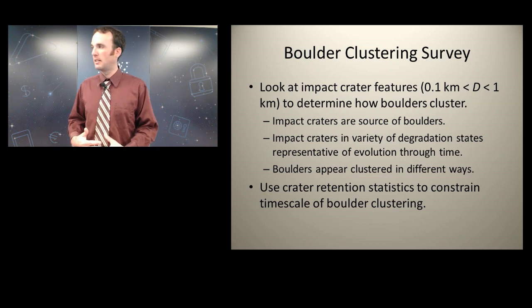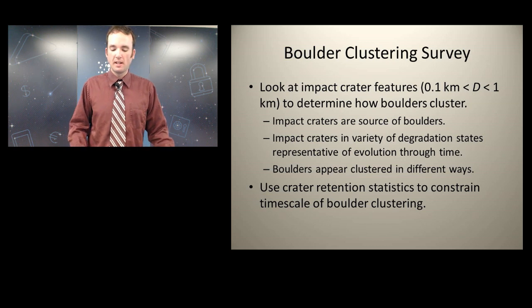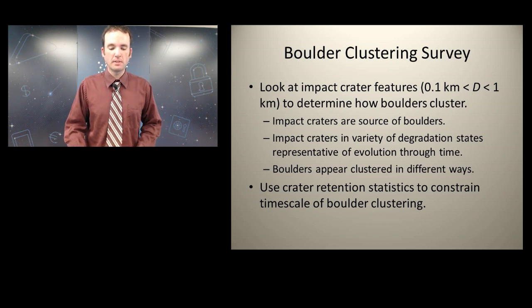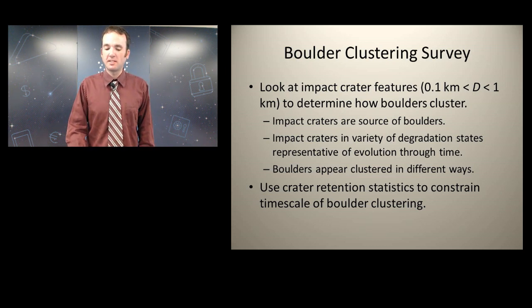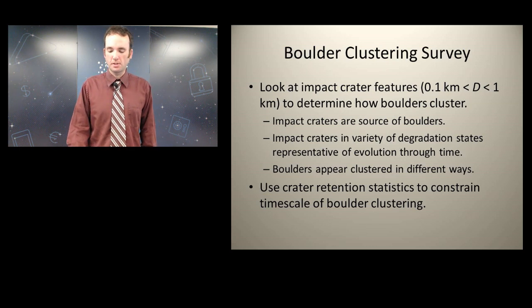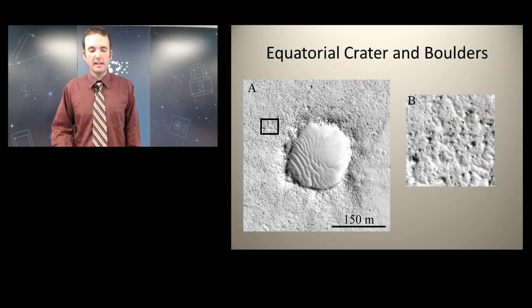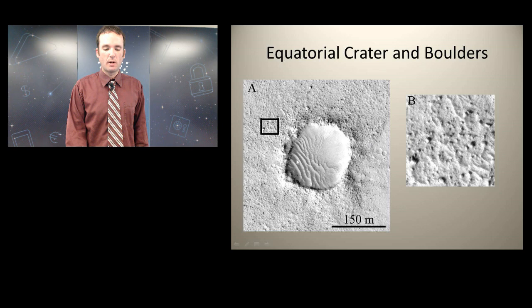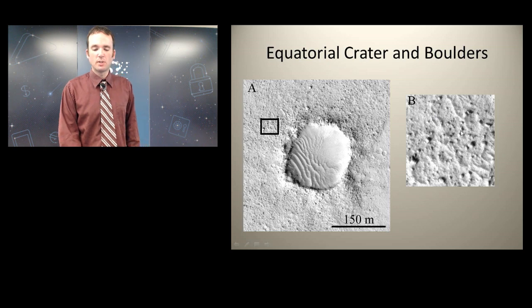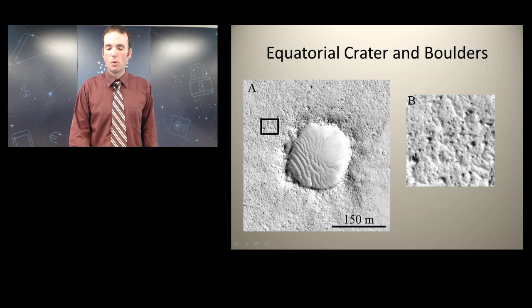And around these impact craters, we found that boulders would appear to cluster in different ways, and I will talk about that in a moment. But the most useful thing that we got from looking at the impact craters is that we could use crater retention statistics to constrain the timescale of boulder clustering. So to begin, here we can look at boulders around an equatorial crater. This crater is at about 20 degrees in latitude. You can see it has a pretty sharply defined rim, boulders making up the rim, and the boulders seem to, when we look very closely at the subset, not have any specific orientations or preferred locations around the terrain next to them.